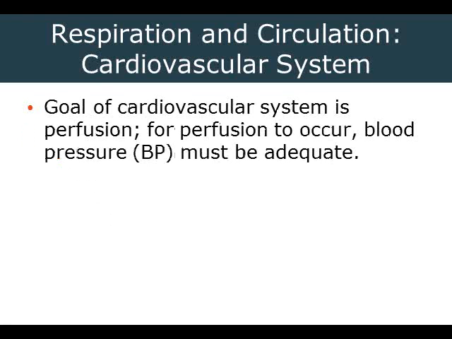The goal of our cardiovascular system is perfusion, and for perfusion to occur, the blood pressure has to be adequate. So where do we get blood pressure from? Blood pressure typically comes from a couple of things. It comes from the systemic vascular resistance, which you'll note is talked about under cardiac output on page 186 of your text. Systemic vascular resistance, which actually affects afterload, is how tight are your blood vessels, particularly your arteries, that are controlling the blood flowing through your body. And systemic vascular resistance times your cardiac output equals your blood pressure.